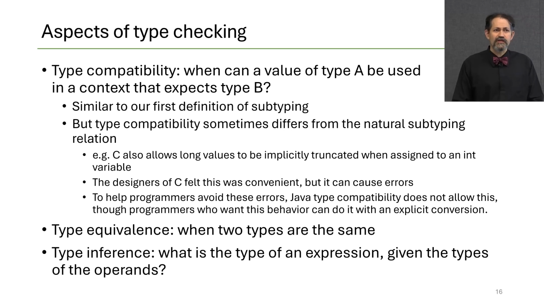A second key concept is type equivalence. When are two types the same? And there's different rules for handling this. Finally, there's type inference. What is the type of an expression given the types of its operands? We'll study these first two questions in this lecture and go to inference in the next one.